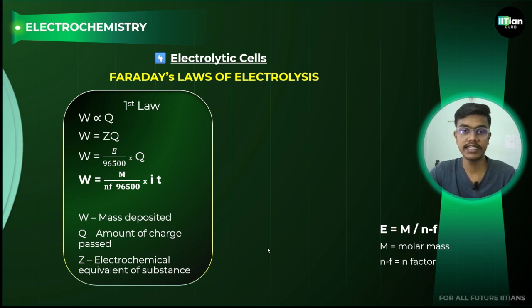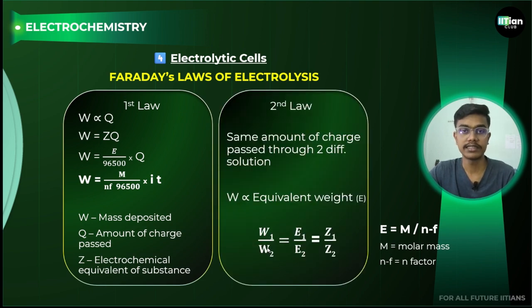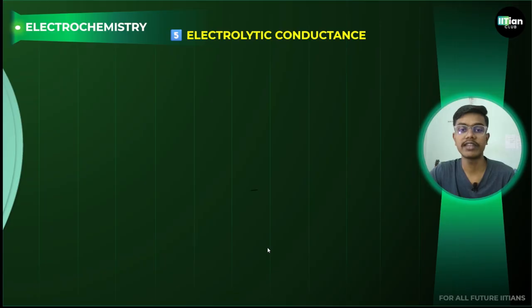And when we simplify it, we'll get an expression like that. And the second law states that when you are passing the same amount of charge through two different solutions, you will get mass deposited directly proportional to the equivalent weight. So you will have an expression like W1 by W2 is equal to E1 by E2 equal to Z1 by Z2.